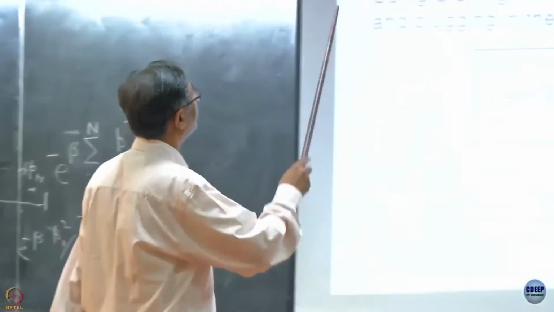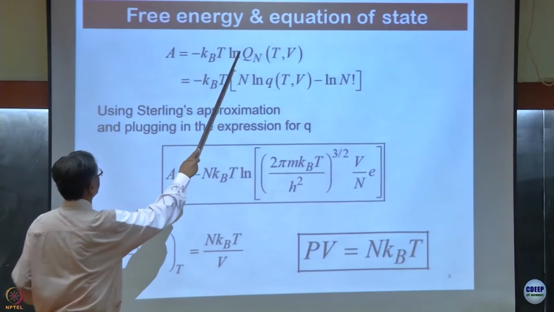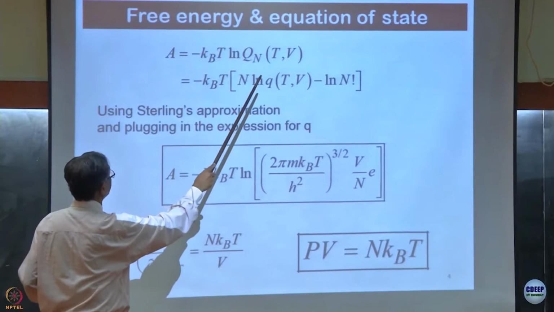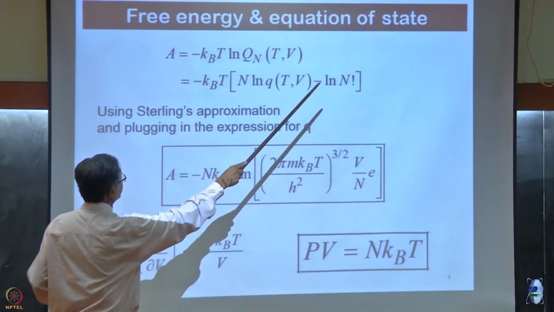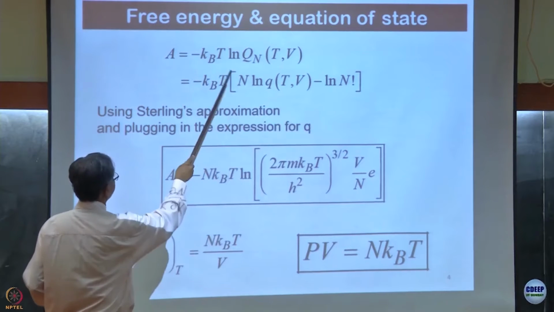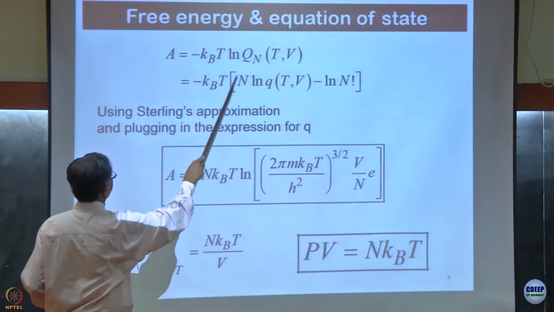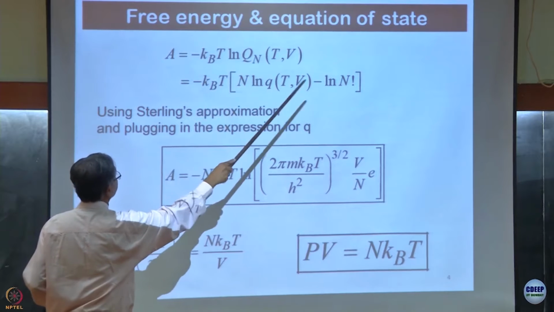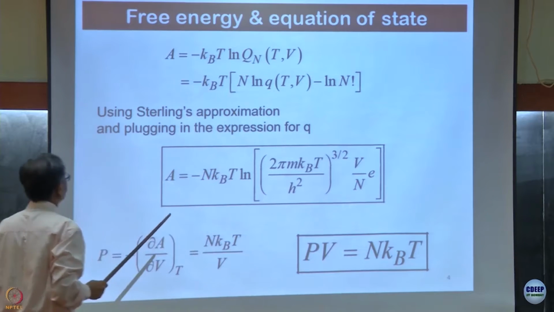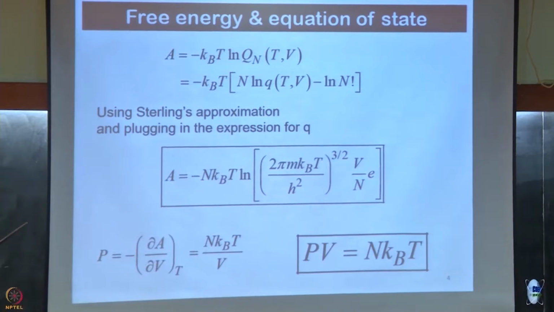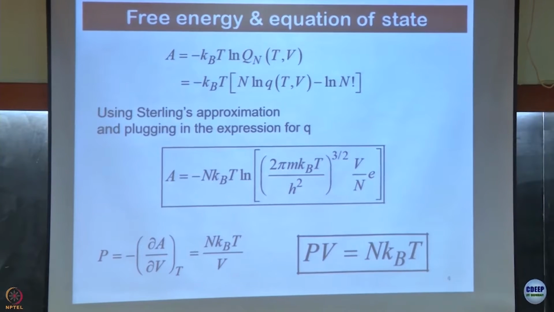Then I have kBT ln q to the power n, which is n ln q, because there is q to the power n, and minus ln n factorial. This n comes because there is an exponent in q^n, and this comes because of n factorial. Something is jumped here, but I hope you will be able to do that.